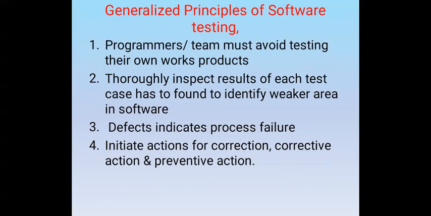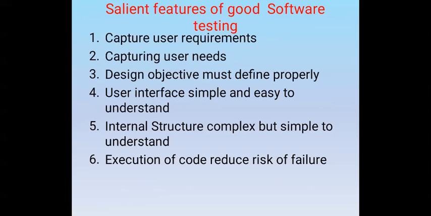Second one is capturing the user needs. In this, user needs may be different from user requirements specified in the software requirement specification. User needs may include present and future requirements and other requirements, which may include process requirements and implied requirements.